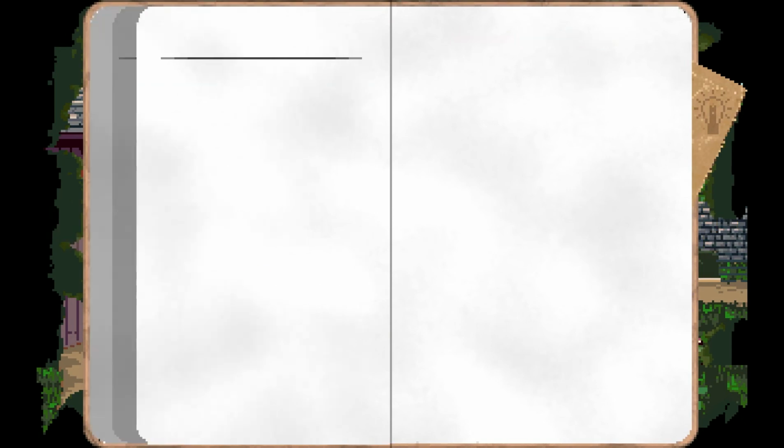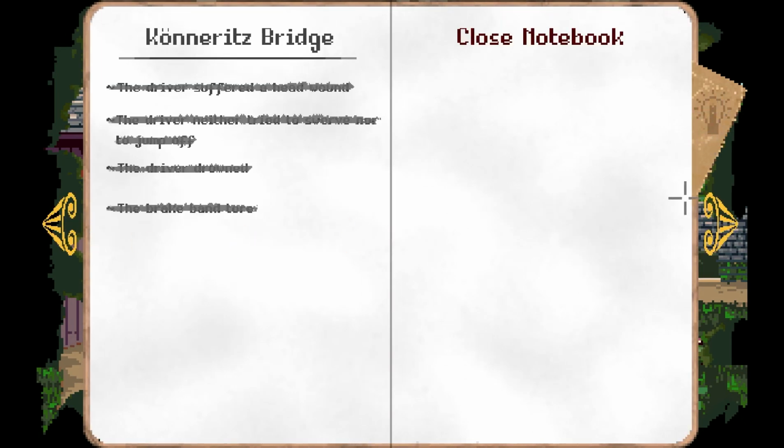Right, yeah, so we can't ask her about the scissors. But we know that they are his scissors, so.